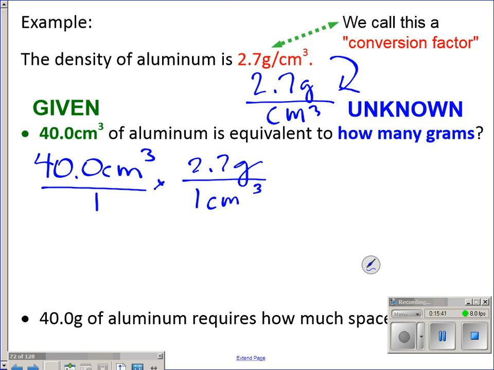So what do you notice about centimeters cubed? Where do you see it? You see it top and bottom. That means you can cancel those units. Only if the exact unit is on top and on bottom can you cancel that unit. That is the goal.